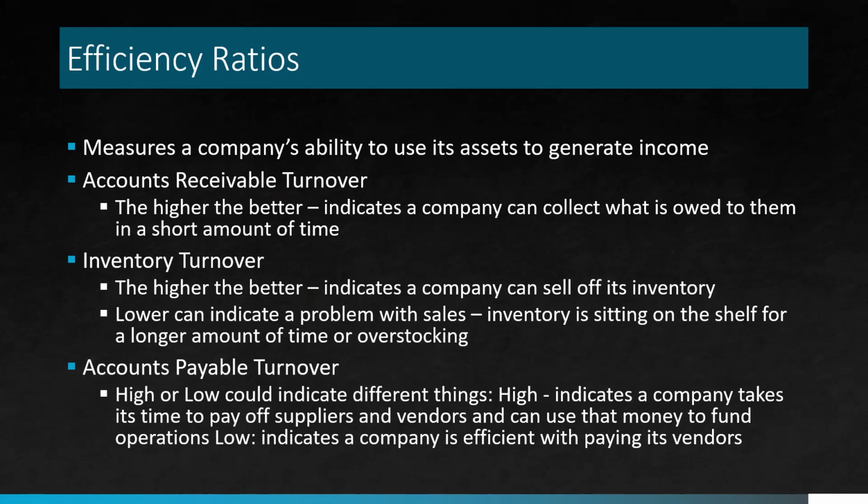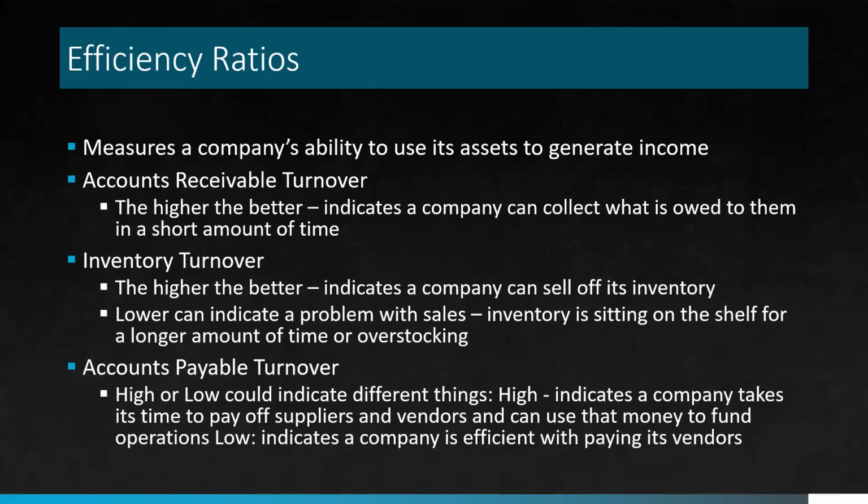And accounts payable turnover, high or low could indicate different things, right? If you have a high accounts payable turnover, that means the company is taking its time to pay off its suppliers and vendors. And with that, it could be a good thing because they can use that money to fund operations because they're holding on to that money that is owed out a little bit longer. If it's a low payable turnover, that can indicate that a company is very efficient with paying its vendors.